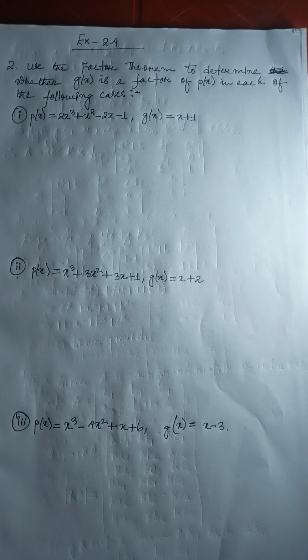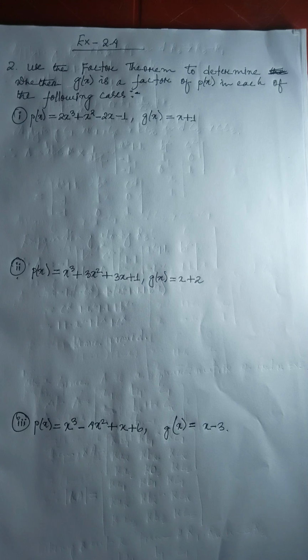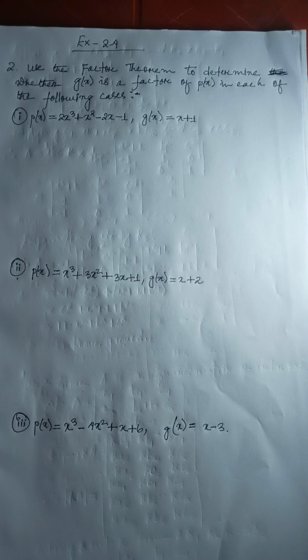Now we are given three questions. Let us take the first question for our first problem. Here we are given p(x) is equal to 2x cubed plus x squared minus 2x minus 1, and g(x) is equal to x plus 1.